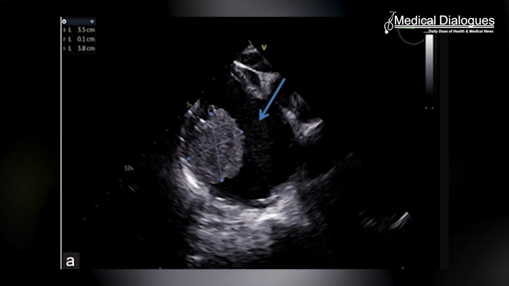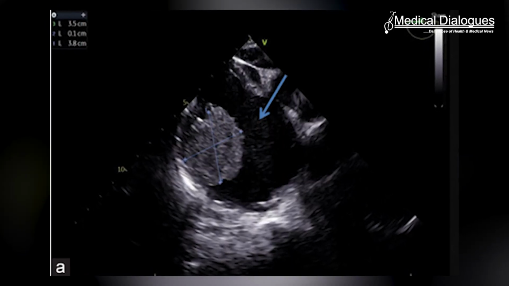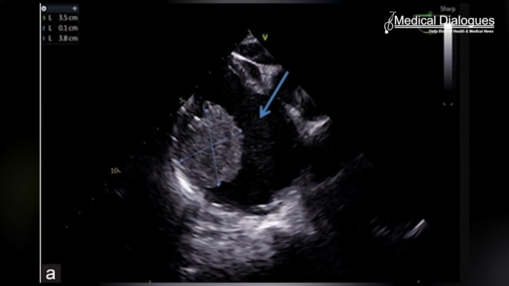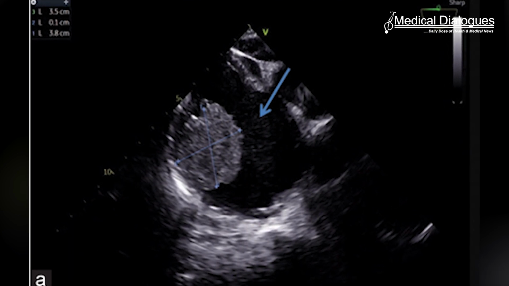Presenting the case report, a 19-year-old male presented with gradually worsening dyspnea on exertion over 2 years with associated complaints of abdominal distension and pedal edema for 12 months. The patient also had a history of atrial fibrillation.